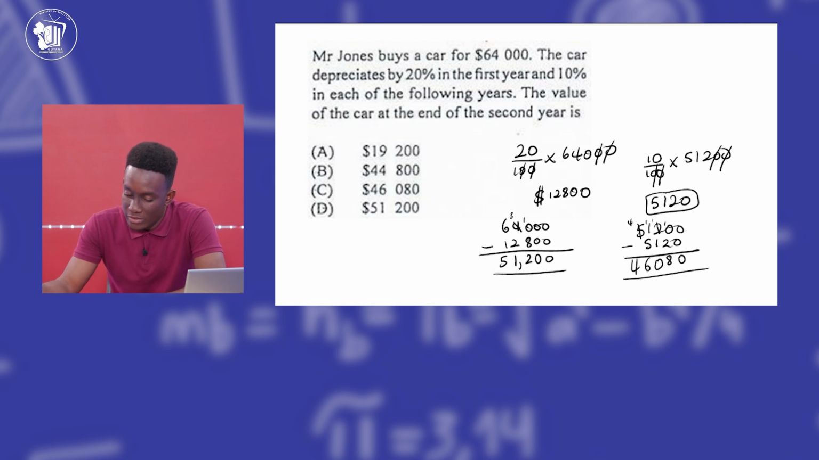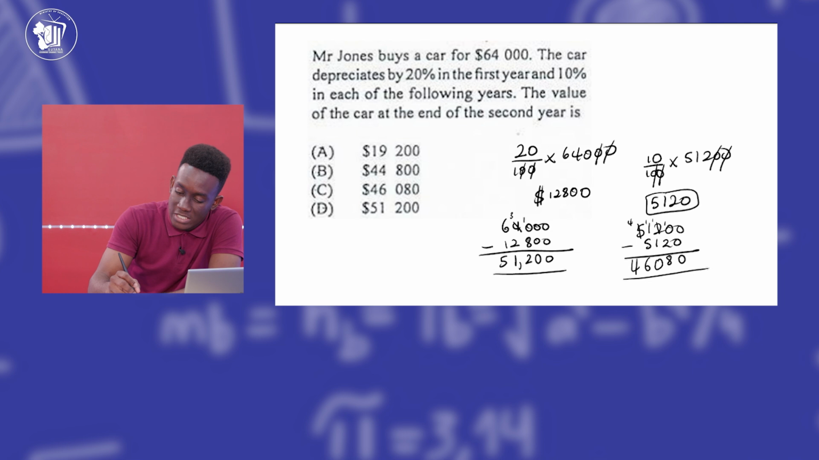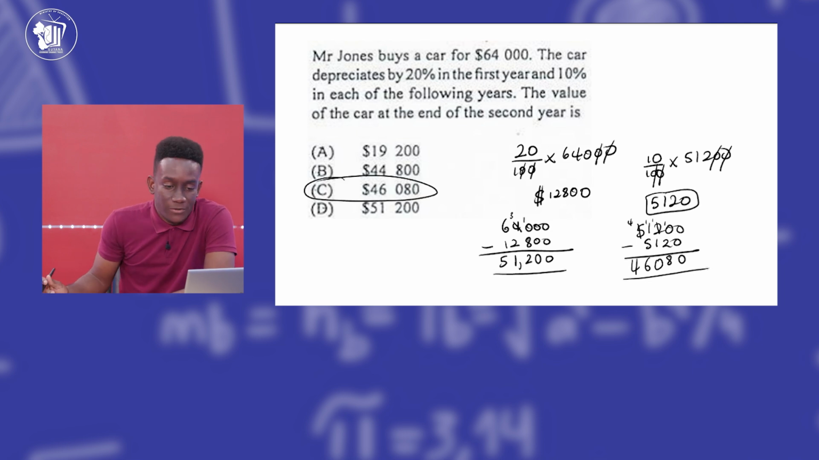So it's 46,080. So that would be the value of the car after 2 years, after it undergoes depreciation, 20% in the first year and 10% in the next year, which would be C. So that is the answer here.